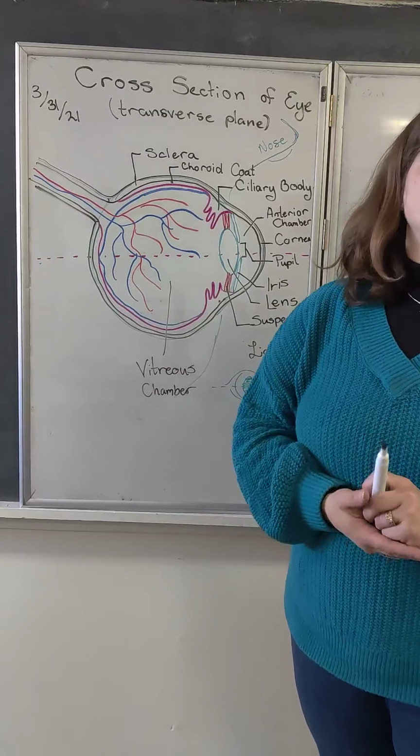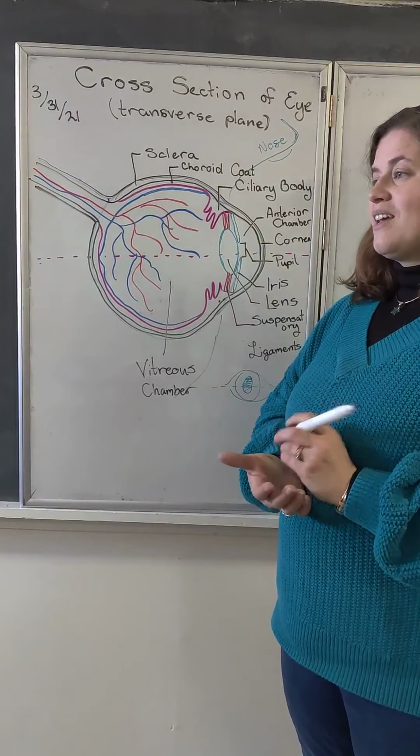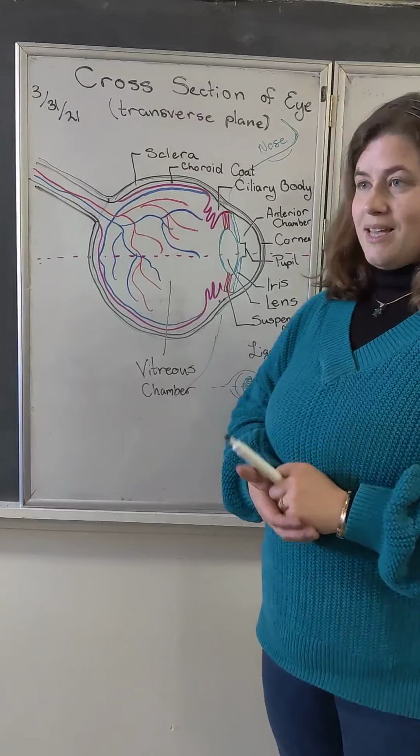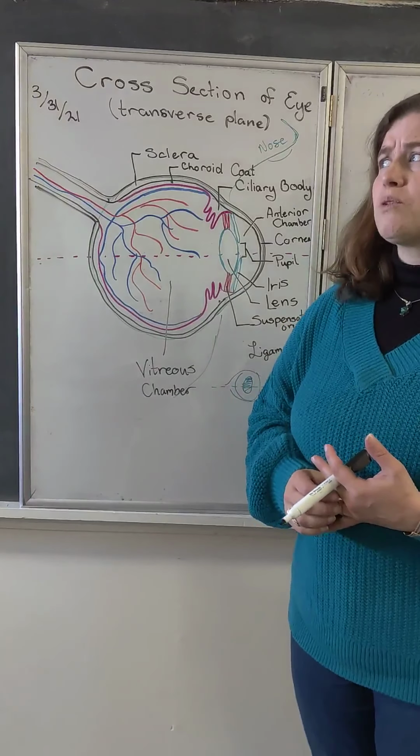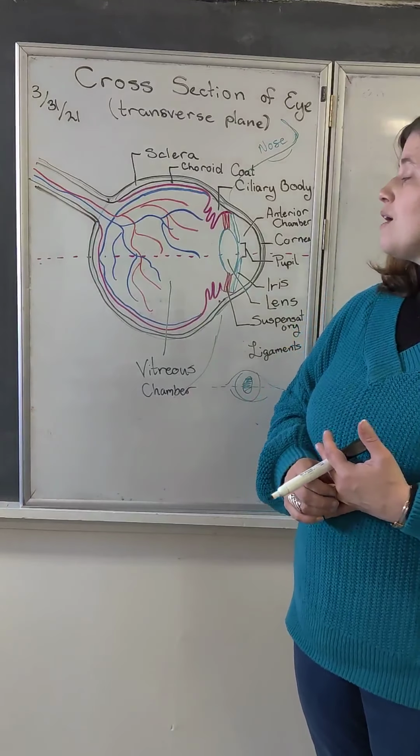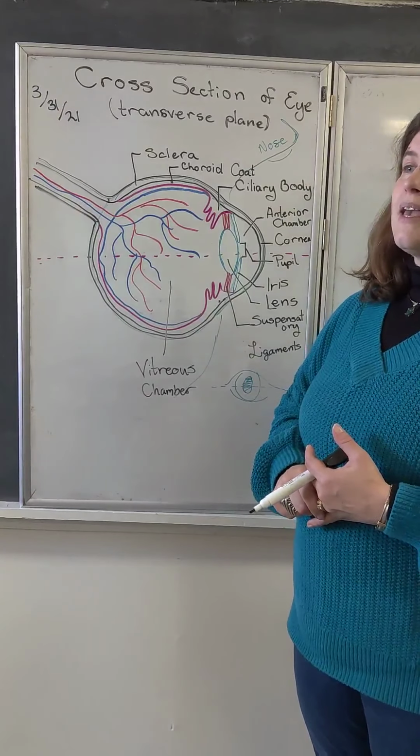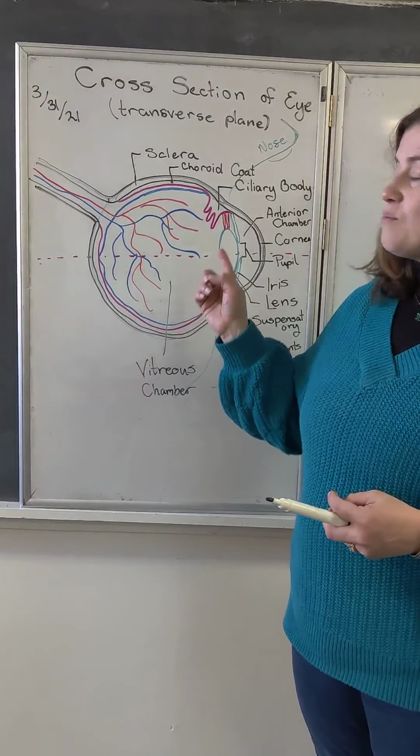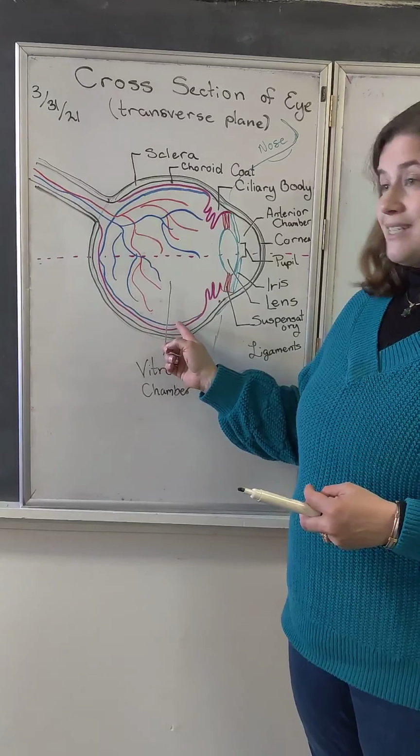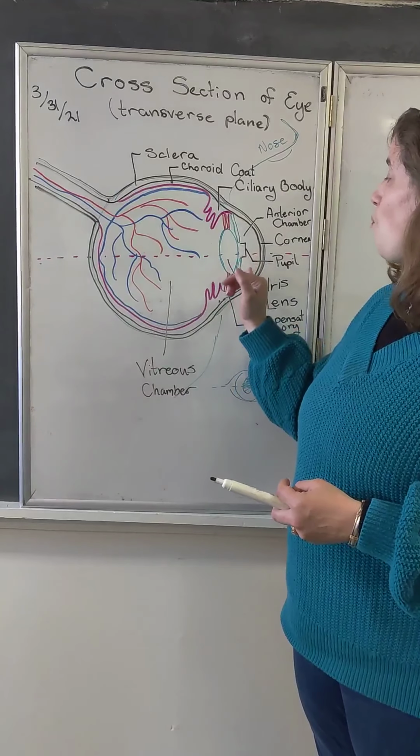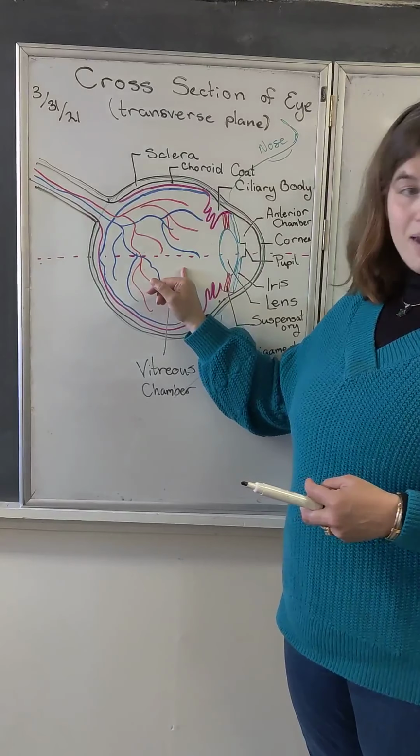Latin or not Latin? Latin. Vitreous. We do have a couple words that are cognate in English, but they're really rare and unusual. It means glassy. It is gel-like, more liquid toward the center of the eyeball, and gets thicker toward the edges. So instead of being water-like, aqueous humor, it is glass-like. Kind of weird.